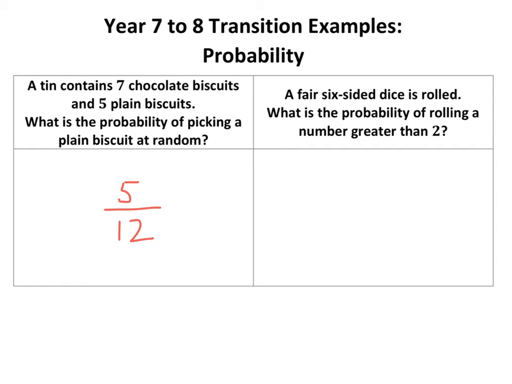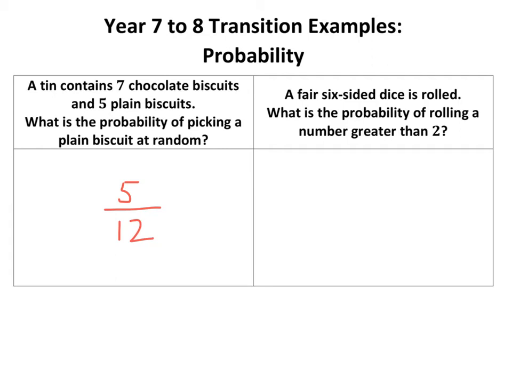Okay, now then, next one, it says a fair 6-sided dice is rolled. Now, fair means that all the different faces have an equal chance, or equal probability, sorry, of landing face up. So it's not biased. Biased means that one particular result is favoured, or more than one particular result is favoured. So what is the probability of rolling a number greater than 2?